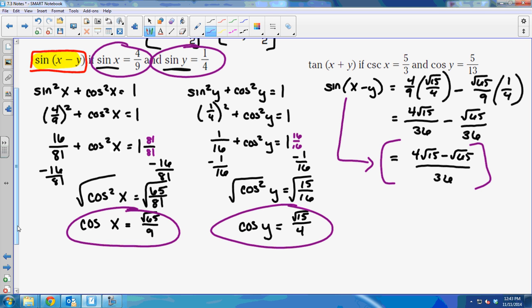If I was given sine and I was trying to find cosine, yes, I would use sine squared plus cosine squared equals 1. Or if you were getting cosine and trying to find sine.